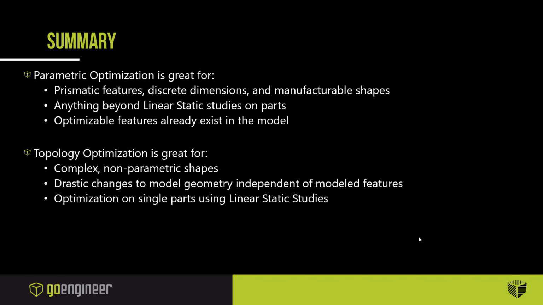Topology optimization is great for very complex non-parametric shapes that really lend to recent advancements in additive manufacturing. It's great for drastic changes to model geometry that are independent of the actual features that the user has modeled themselves. And finally, it's great for optimization on single parts in a linear static context. Beyond that, you can't use topology optimization.